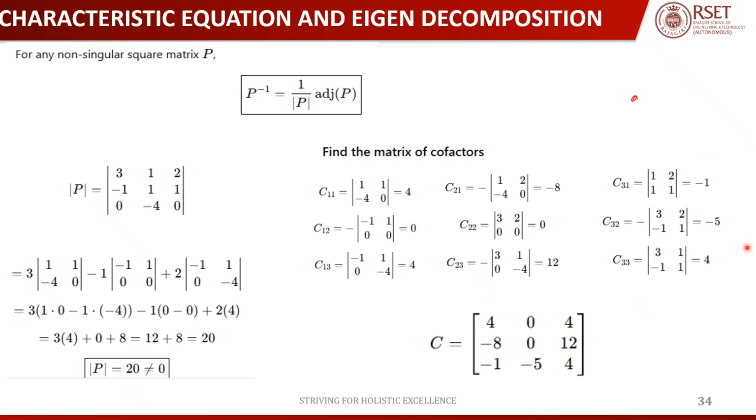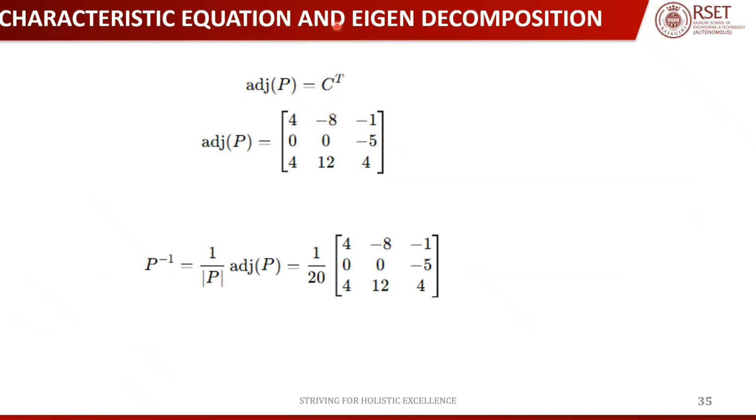And then if you have the cofactor matrix, in order to find the adjoint, you will take the transpose of this particular matrix. So while taking the transpose, you have this to be your adjoint of P, and then to get the P inverse, you divide it by the determinant. We have already found that the determinant of P is equal to 20, so you just divide each entry of this matrix by 20, and then you have the P inverse.